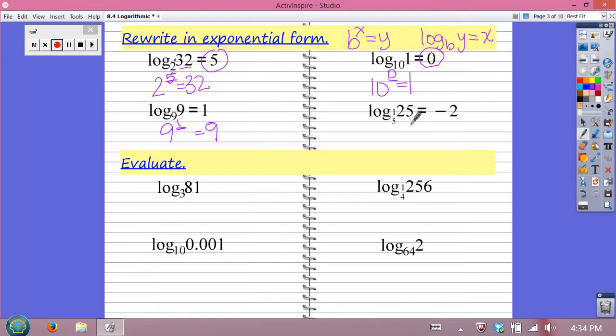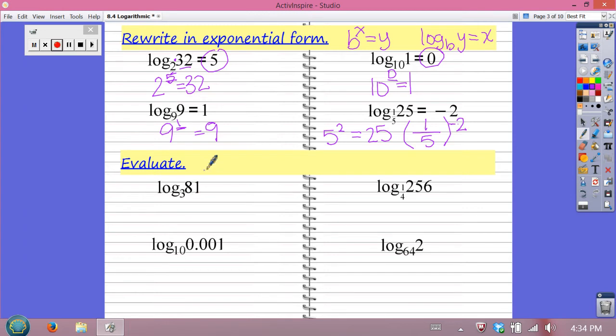1/5 to the what power equals 25? Well, if we were to look at it this way, we know that 5 squared is 25, and from lessons that you've done before, we know we can just swap that around, so 1/5 to the -2 power also equals 25. So the answer here is -2, and this is how you would write it in exponential form.